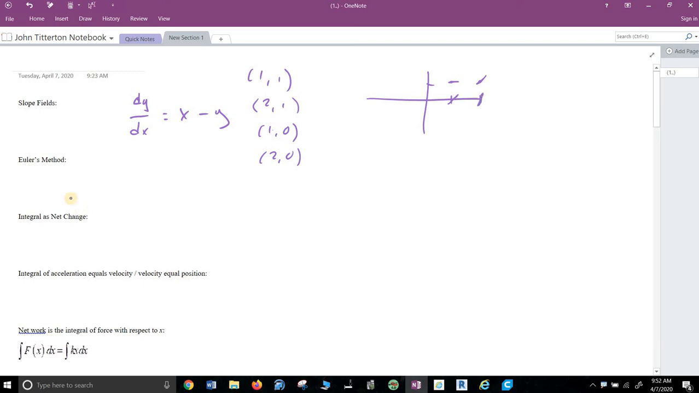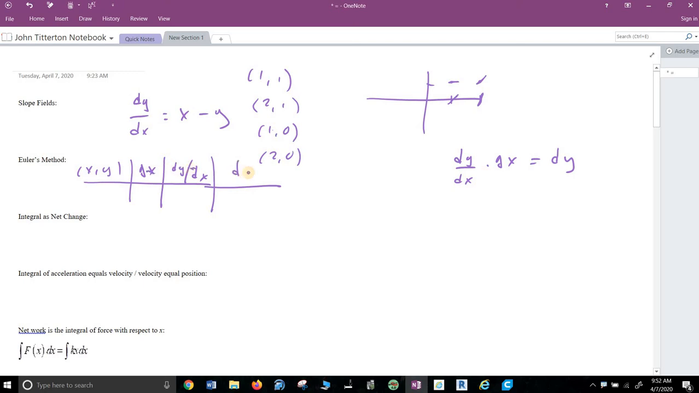Euler's method. I've shown this before. We go x, y. We go delta x. We go dy/dx. And since dy/dx times delta x is more or less dy, then we multiply these two and get dy. And then we get new x, y from x plus delta x and y plus delta y. I'll do a problem like that in a minute.